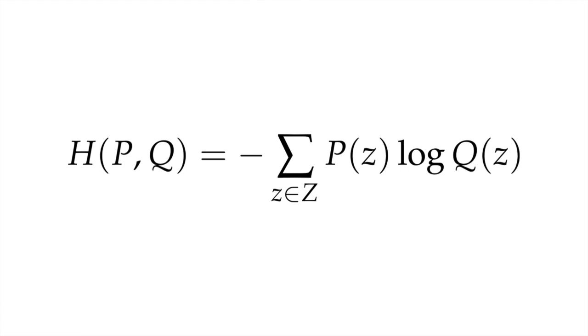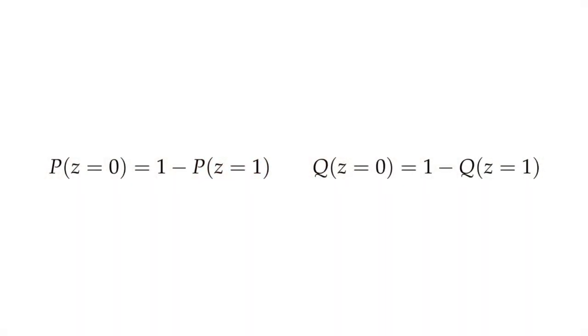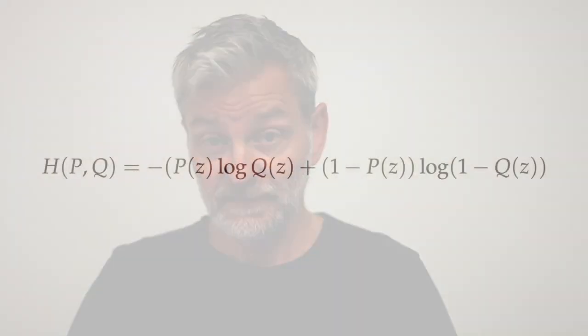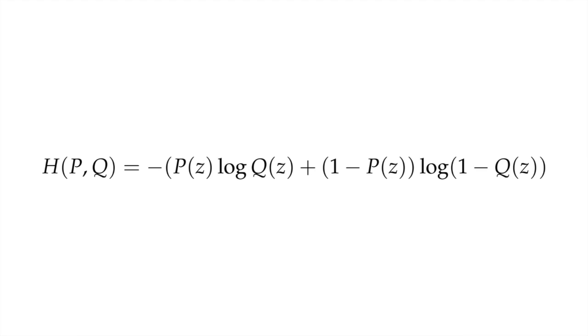Note the asymmetry in this expression. H of P, Q is not the same as H of Q, P. Reality and the model are not interchangeable. This quantification works for distributions containing any number of messages. But if we consider the restricted case where there are only 2 messages in our distributions, so it's a binary choice, then we get that P(z=0) is the same as 1 minus P(z=1), and equivalently for Q, and then the cross entropy calculation looks like this. This should look quite familiar. Remember that P is the truth, Q is an approximation, just like y and y hat.